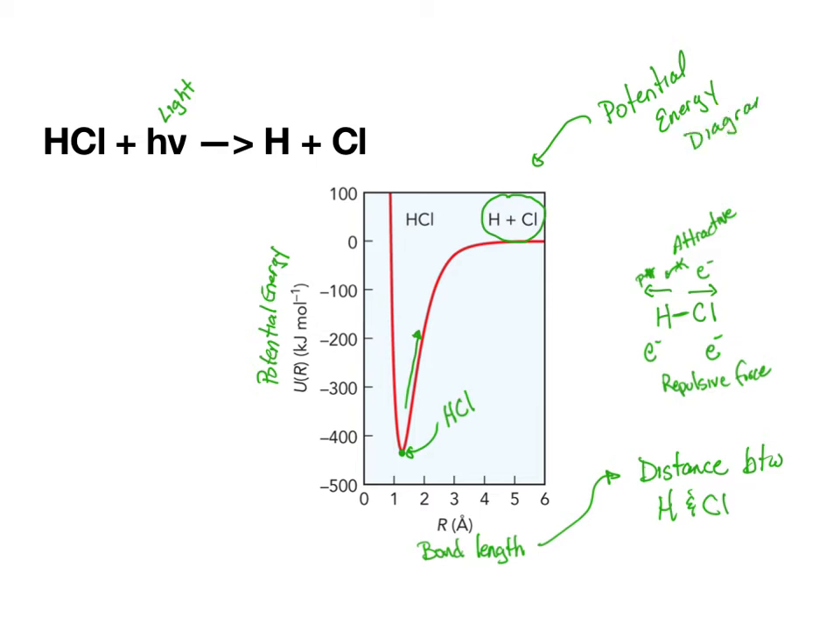Now, in this case, we only have one bond involved. And so, therefore, we really only have one dimension for our potential energy diagram. So now let's think about what happens if we have more than one bond.